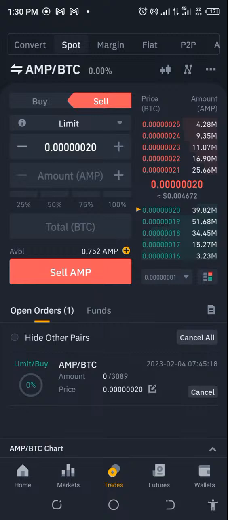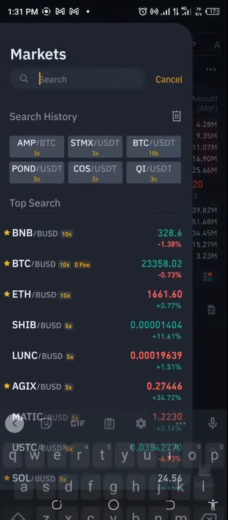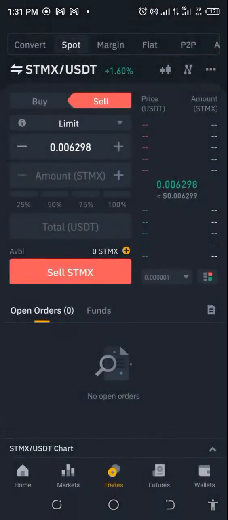All right, so now I'm going to cancel this particular order and choose another coin, and we're going to try a little experiment alongside that. Are you ready? If you are, just say yes in the comments. Okay, so let's cancel this. Cancelled. So we're going to go to another coin. We're going to use STMX.